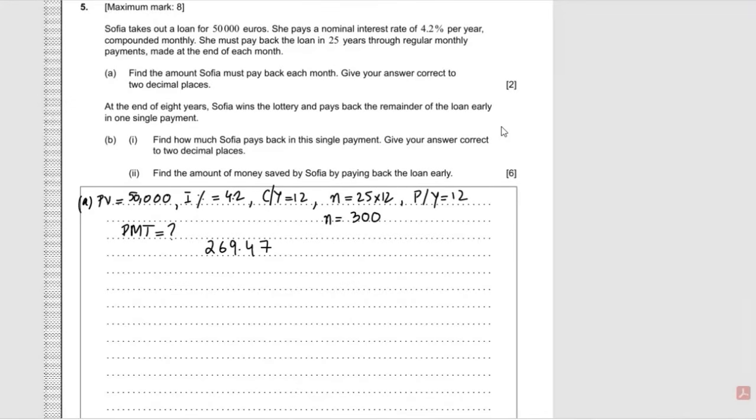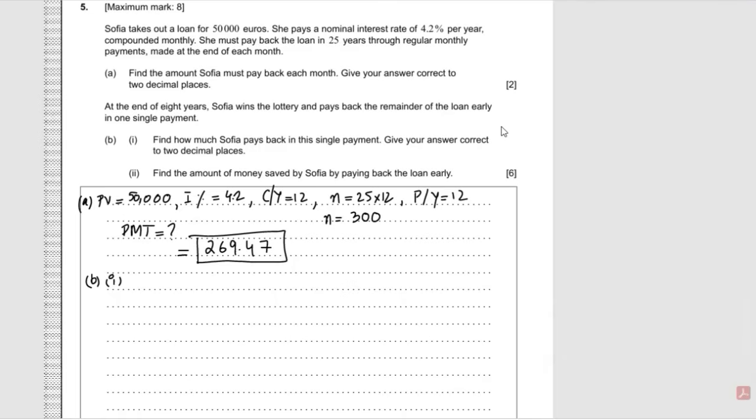269.47. But remember, you can give the unrounded answer first, and then you can round it to the given degree of accuracy, right? Okay. At the end of 8 years, Sophia wins the lottery and pays back the remainder of the loan early in one single payment. Part B1. Let's see. So she won some money and she paid back in 8 years. Find how much Sophia pays back in this single payment. Give your answer correct to two decimal places.